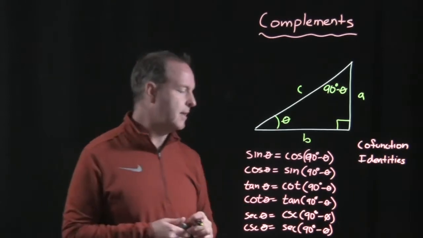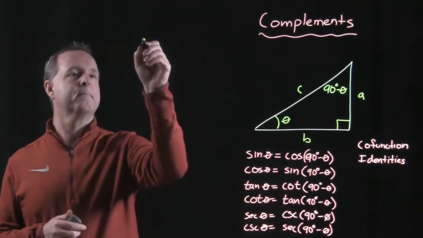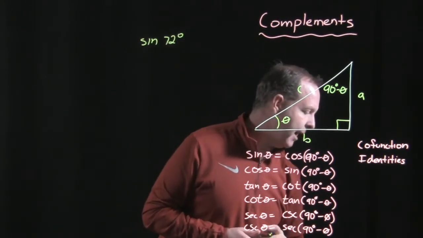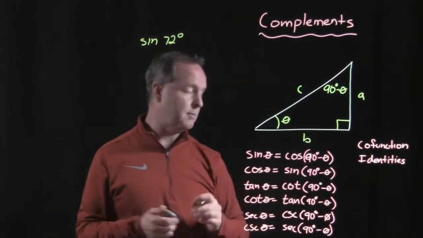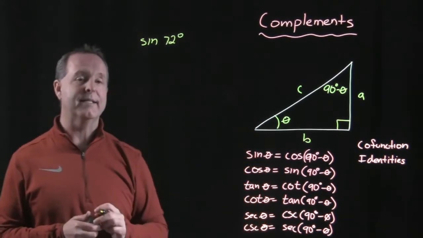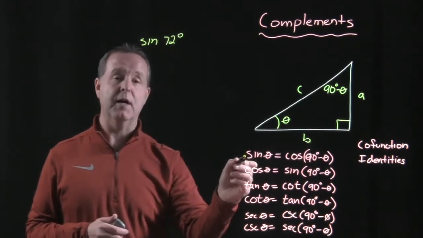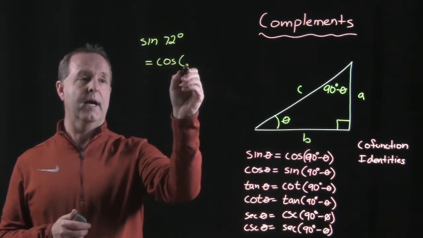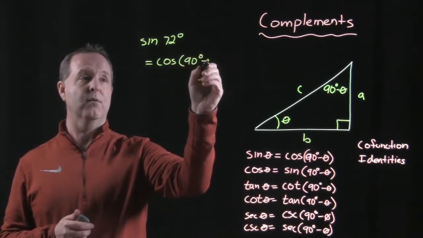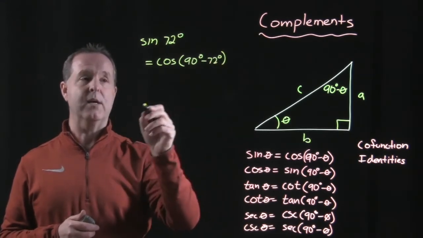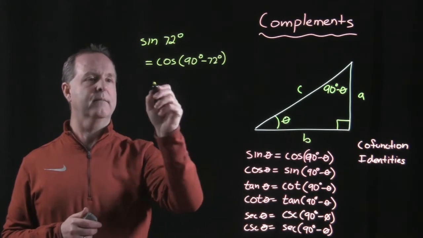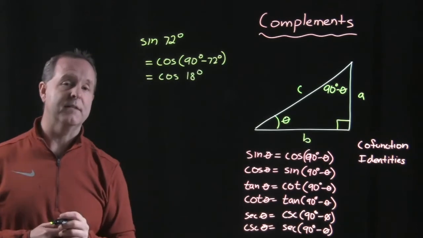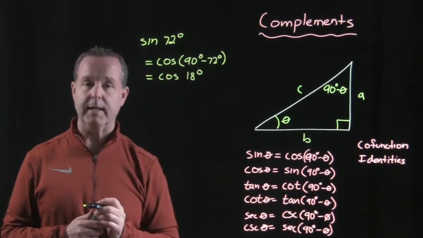So for example, let's say that we're given the sine of 72 degrees. I want to find a cofunction with the same value as that given expression. Well, the cofunction of sine is cosine. So this would equal the cosine of 90 degrees minus theta, which is 72 in this case, and that equals 18. So the cofunction of sine of 72 is the cosine of 18 degrees.